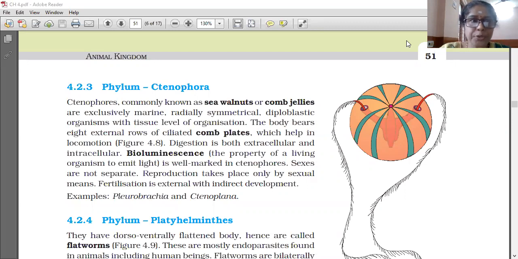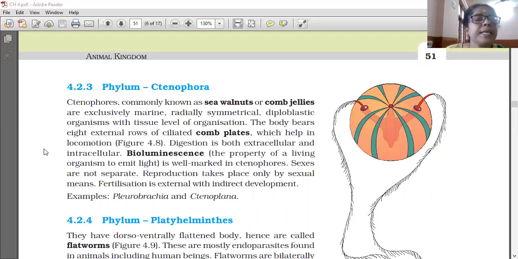So today we are going to learn phylum Ctenophora. Ctenophores, commonly known as sea walnuts or comb jellies, are exclusively marine, radially symmetrical, diploblastic organisms with the tissue level of organization. Cellular level we already learned. Now this has a tissue level of organization. The basic level is tissue; the cellular level is not retained.